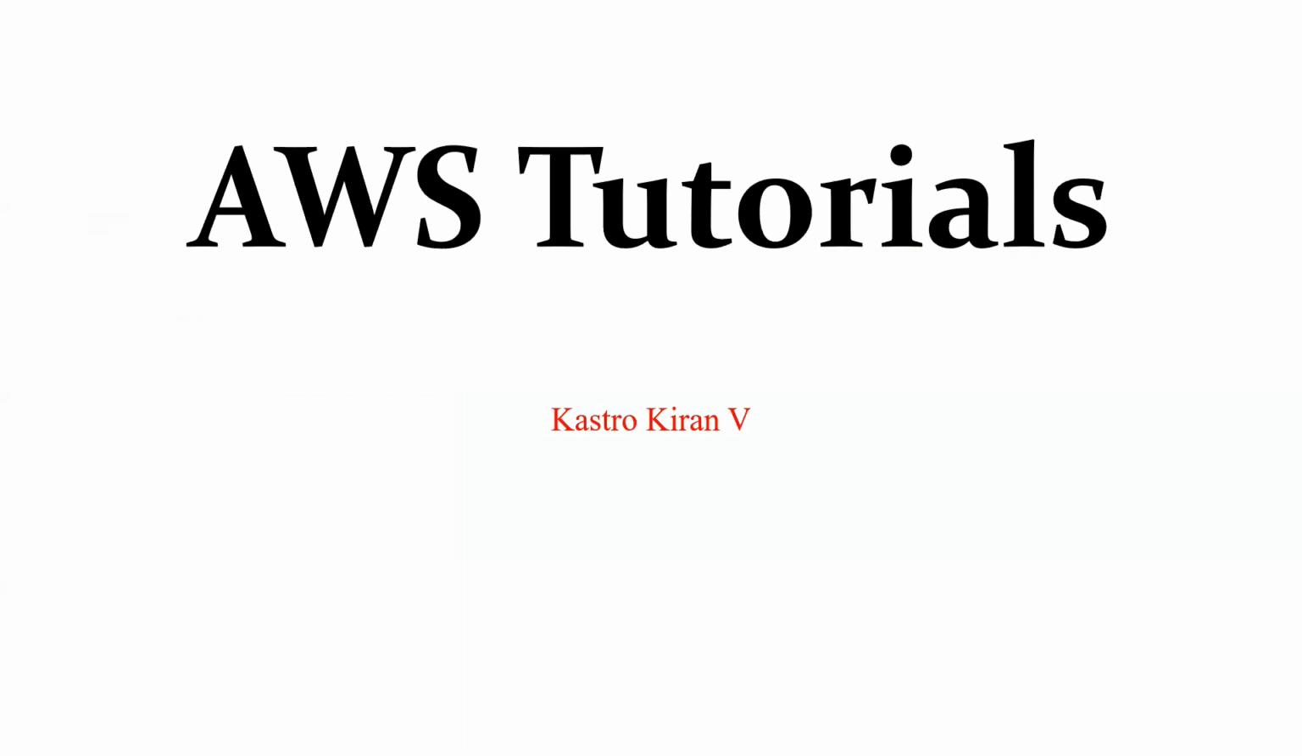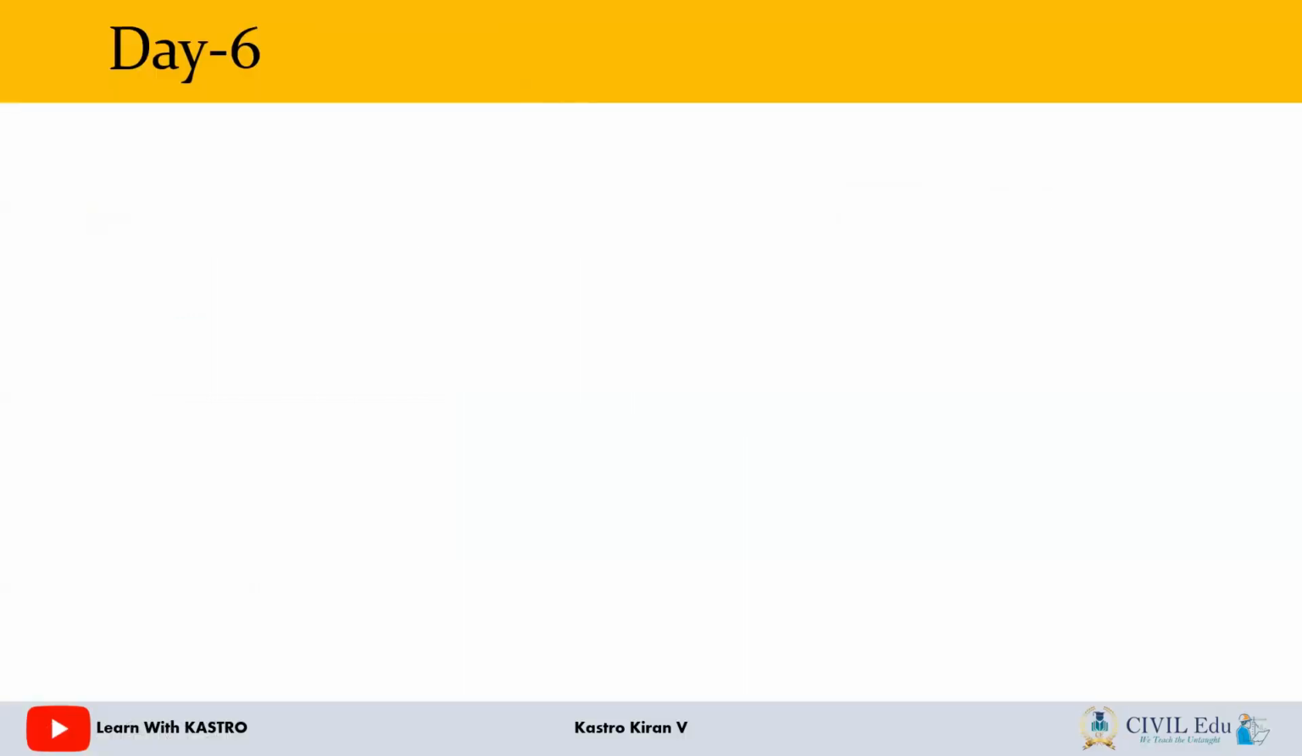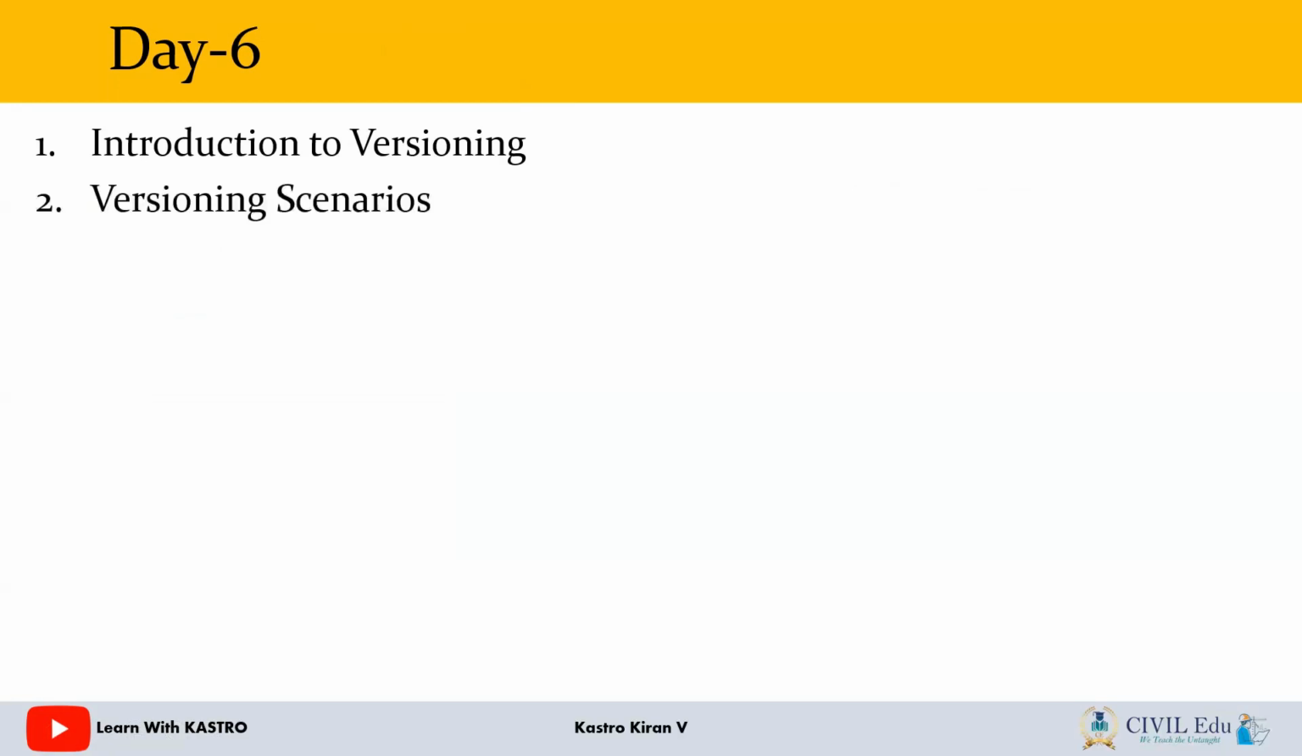In the last video, we understood how to work with static website hosting in an S3 bucket. As a part of this video, we are going to focus on a concept called versioning. First we will understand what is meant by versioning, and then we will see the different scenarios with respect to the AWS console, and how versioning will work.